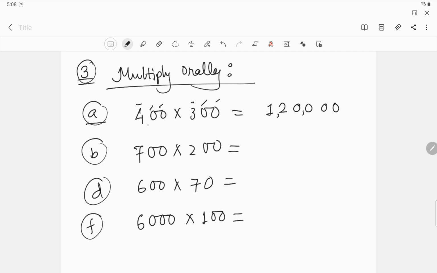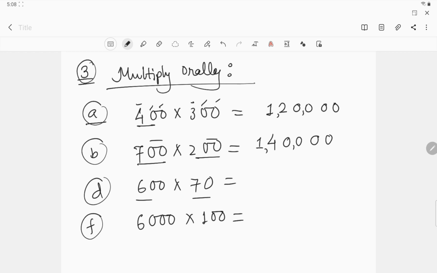Similarly, in the same group, question number B. How many total zeros are on the right side of each of these numbers? 2 and 2. So how many zeros in total? 4 zeros, right? Write down 4 zeros. And now multiply 7 by 2. 7 into 2 is 14. So 1,40,000 is our answer.